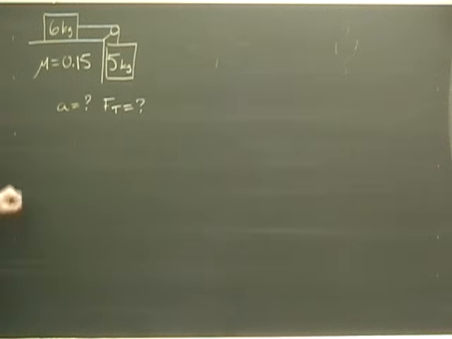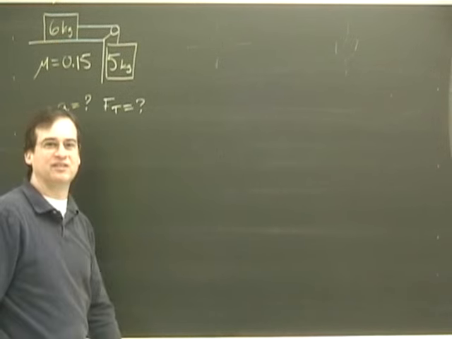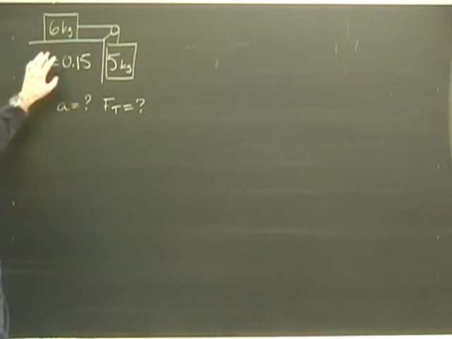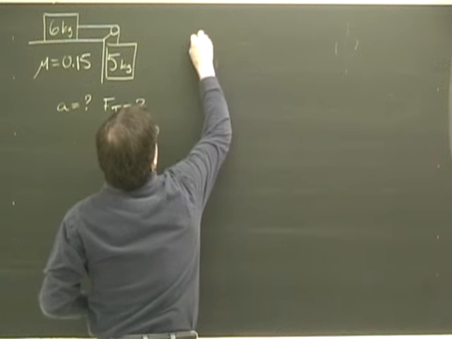So what I've got to do is draw a free body diagram of each of the boxes, and then I'm going to link them together and find an equation that governs both and solve for the acceleration. Then it'll be easy to plug in and find the tension. So the first thing I've got to do is draw the free body diagram for the 6 kilograms. I'm going to draw that here.